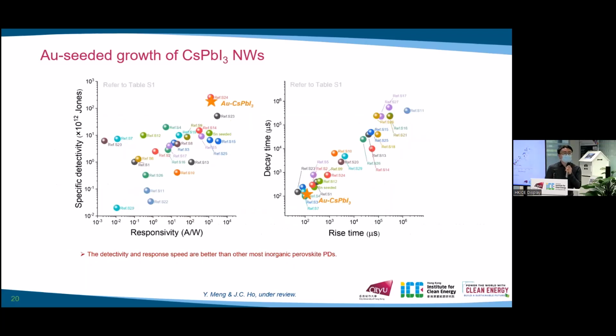We also compare the detectivity, responsivity, and the response time with other reported results. The photodetector based on the gold-seeded cesium-lead iodide-3 nanowire shows better performance than most inorganic fluorescent photodetectors.